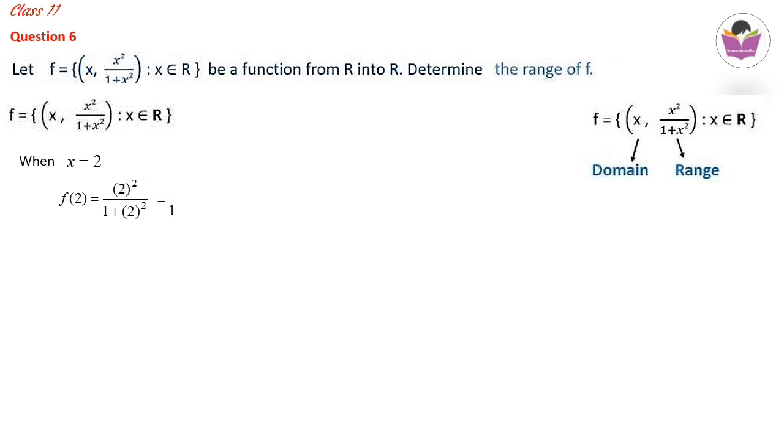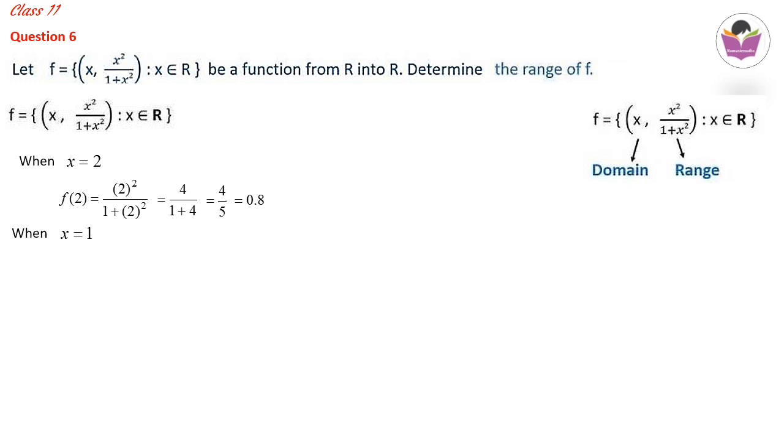2 square is 4. 4 by 1 plus 4, that is 4 by 5. When you divide 4 by 5, it is 0.8. Mental calculation you have to do. If you feel it difficult, then go for long division method. 4 divided by 5 is 0.8.